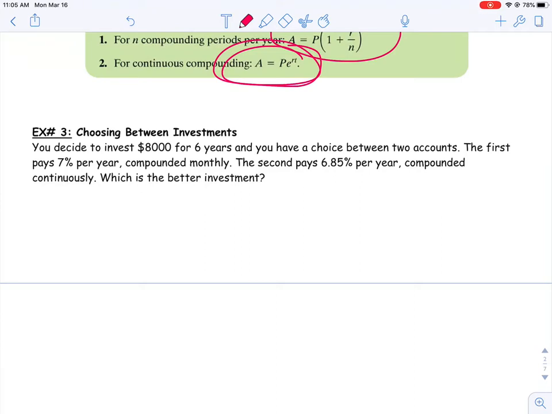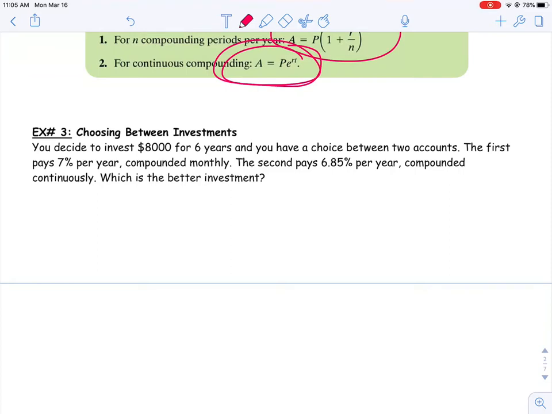Example number 3 says you decide to invest $8,000 for 6 years, and you have a choice between 2 accounts. The first account pays you 7% per year, compounded monthly. The second pays you 6.85% per year, but it's compounded continuously. Which one do you think is the better investment?